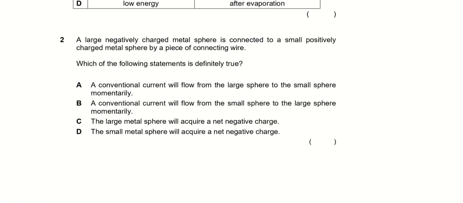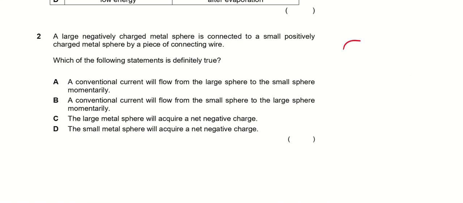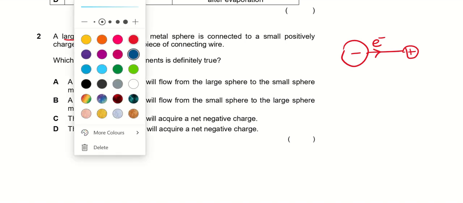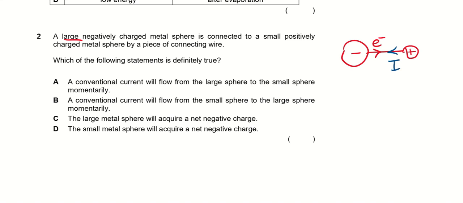Question 2, a large negatively charged metal sphere. So this is metal and it is negative and it is large. This large actually means the size of the sphere and not how much it is being charged. It is connected to a smaller size, positively charged sphere by a piece of connecting wire. Therefore, the charges will be flowing. Electrons will be going from the large sphere to the smaller sphere, whereas current will actually be going from the small sphere, positively charged, to the negatively charged.